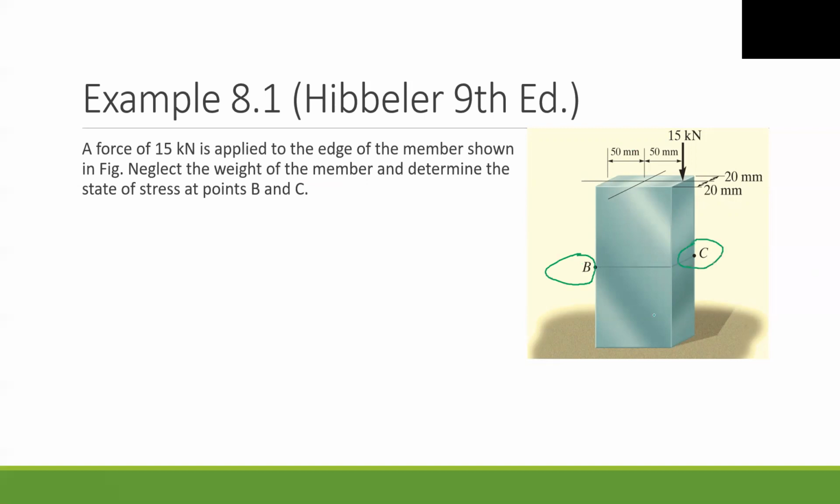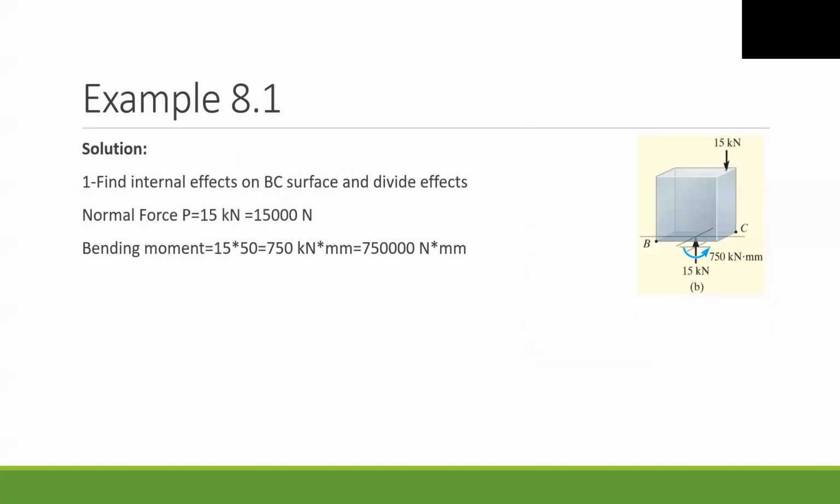First of all, we try to find the internal effects on point B and C. How can we compute them? The best way is to take a cross section, write the equilibrium equation and find it. This is the exact way, the most correct way, but I know you are engineers, you took statics and strength of materials. We don't need to spend time to find it, it is easy.